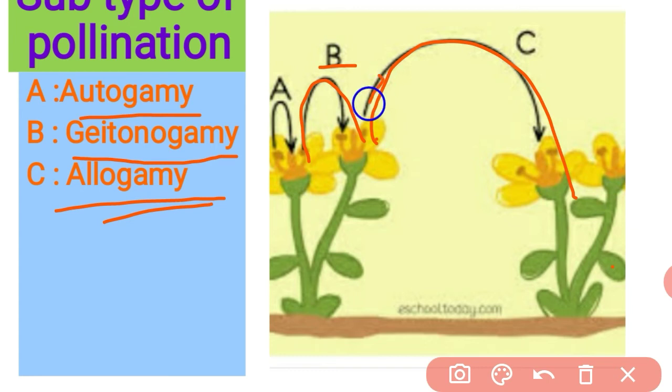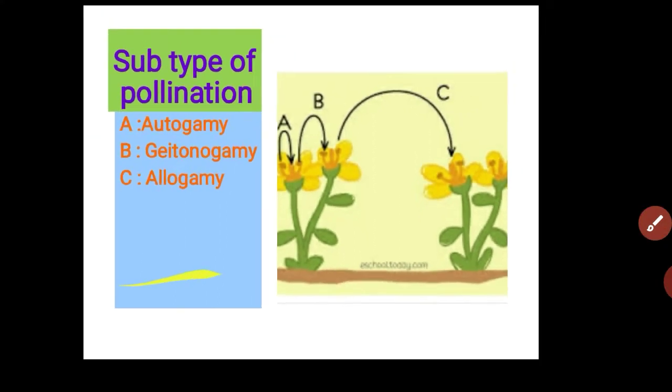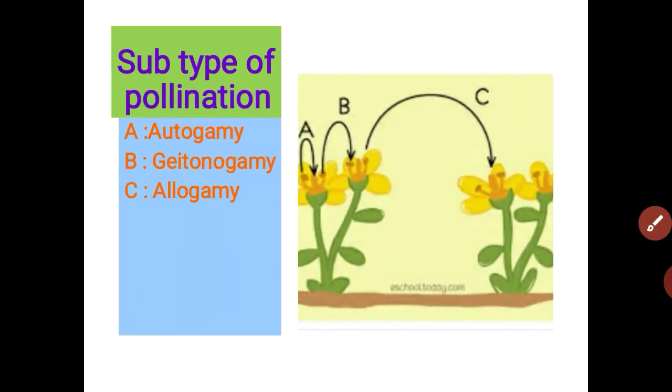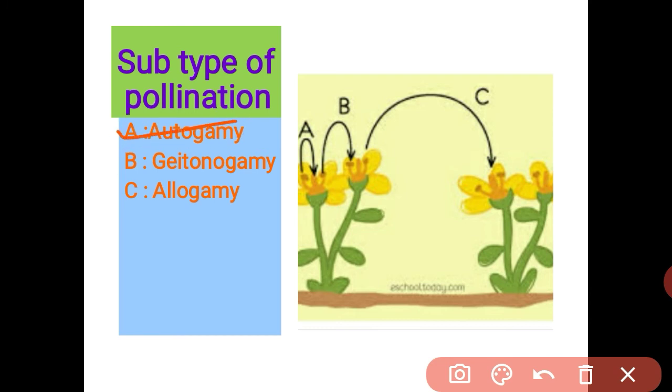Understood? What are the subtypes of pollination? Both autogamy and geitonogamy are examples of self pollination, because in both the pollen grain is transferred from the anther to the stigma on its own, without requiring any external agent. The only limitation is that the pollen grain and the ovules must mature at the same time. Got it? What are autogamy and geitonogamy?